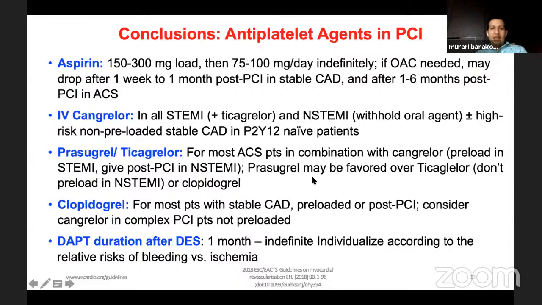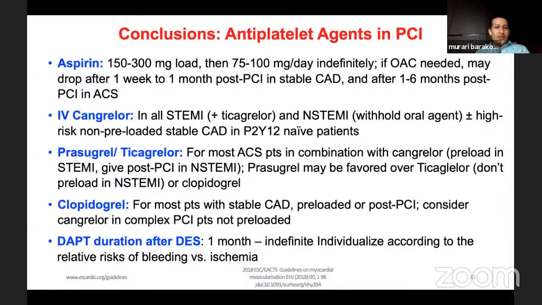And in most ACS patients, prasugrel may be favored over ticagrelor in current studies, current guidelines. So favorable is prasugrel if it is available. Then next is ticagrelor, and if not available or not suitable, then clopidogrel. So for most stable cases, clopidogrel.